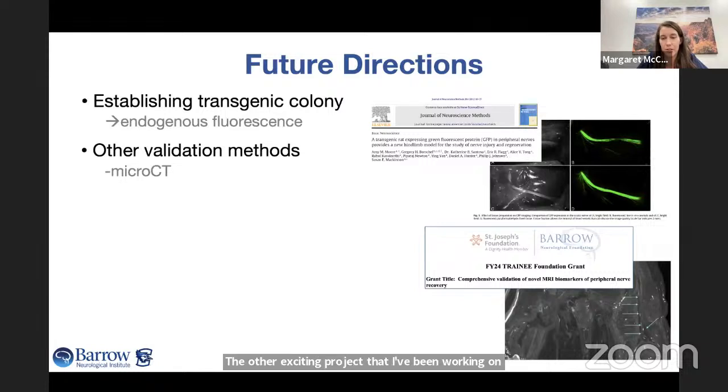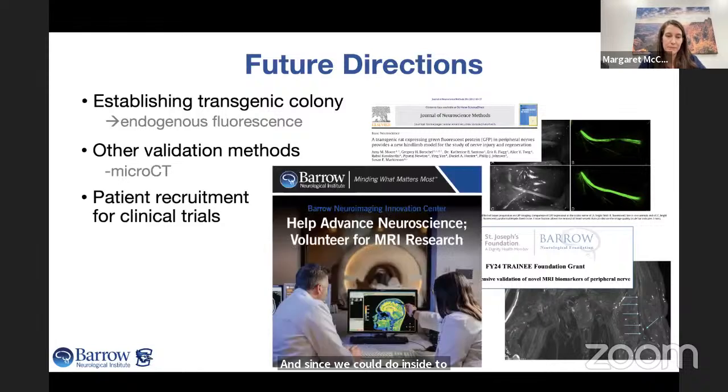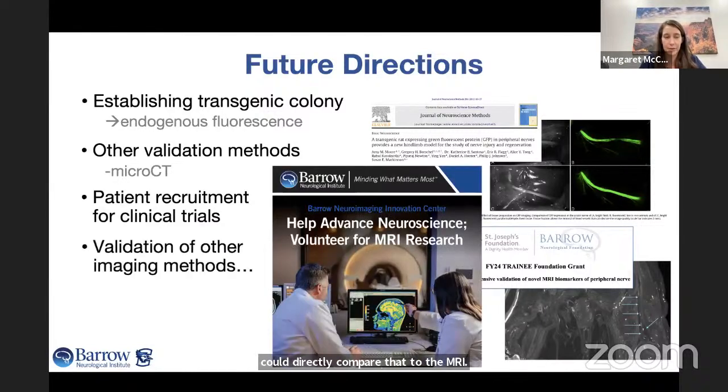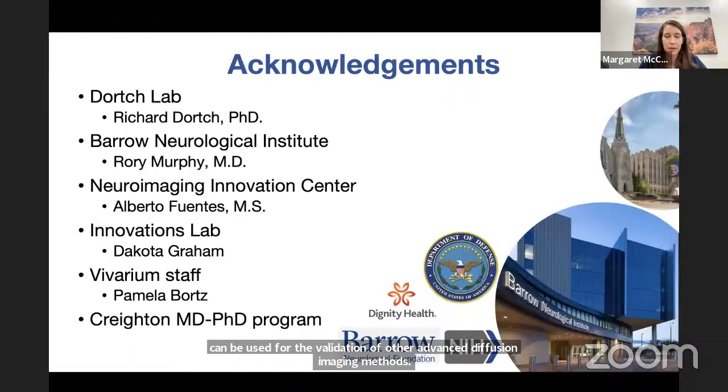The other exciting project that I've been working on is using other validation methods. So we're looking at potentially using micro CT, which would not only let us see the entire nerve, but would also give us information about the surrounding tissue structure. And since we could do in situ micro CT imaging, we could directly compare that to the MRI. We are also actively recruiting patients for clinical trials here at Barrow. And then this is a method that can be used for the validation of other advanced diffusion imaging methods. So we're really just getting started with it.